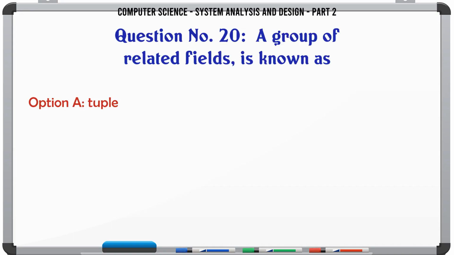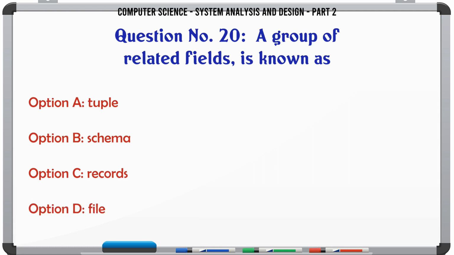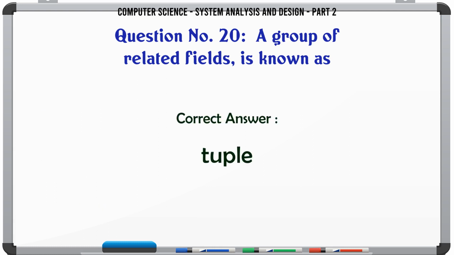A group of related fields is known as A. Tuple. B. Schema. C. Records. D. File. The correct answer is tuple.